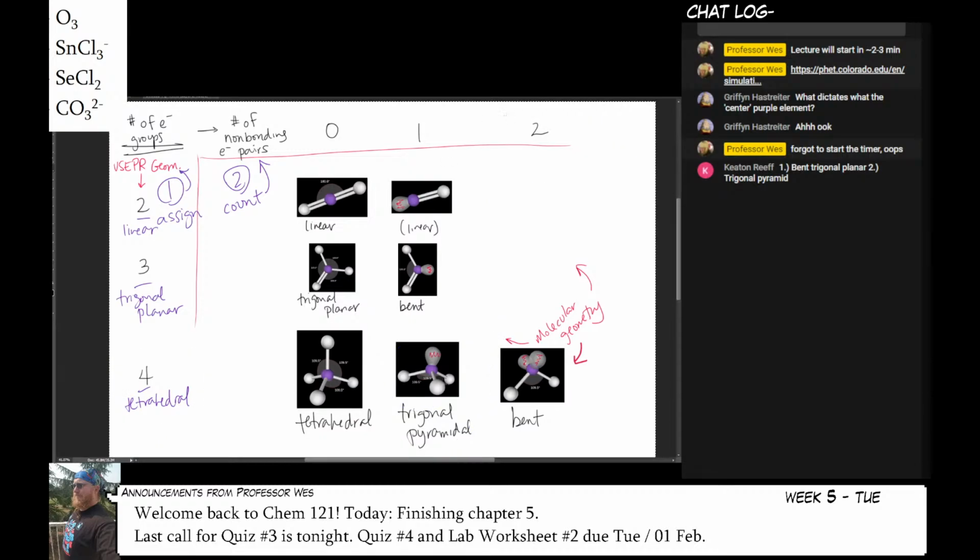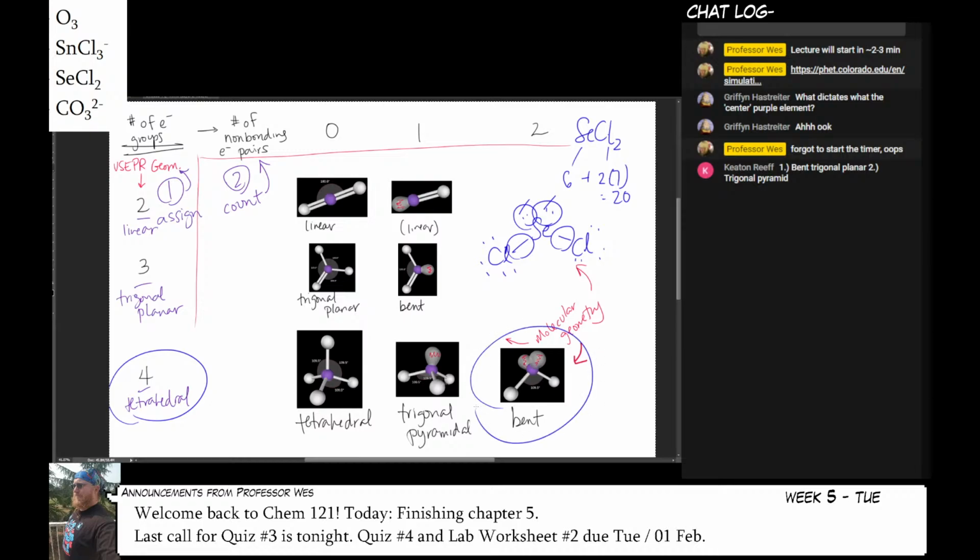All right. So now we'll do selenium dichloride. 20, I believe. Yeah. 2, 4, 5, 6, 7, 8, 9, 10, 11, 12, 13, 14, 15, 16, 17, 18, 19, 20. There you go. How many electron groups are around the central atom? 1, 2, 3, 4. So it's VSEPR tetrahedral. Of those 4, how many are electron pairs? 2. And so you can imagine its geometry right there.